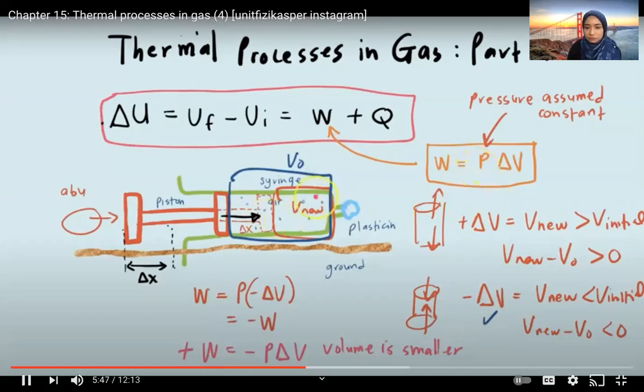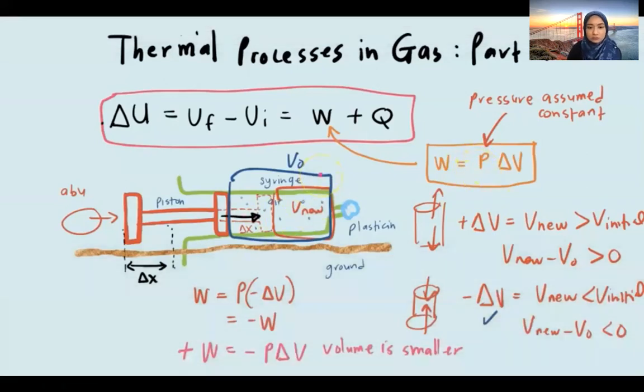Even though we tried to convert it from W equals F delta X, for a gas system the equation should be W equals minus P delta V. And this is in your module book. I already wrote this: for your gas system, the work done is equal to minus P delta V.